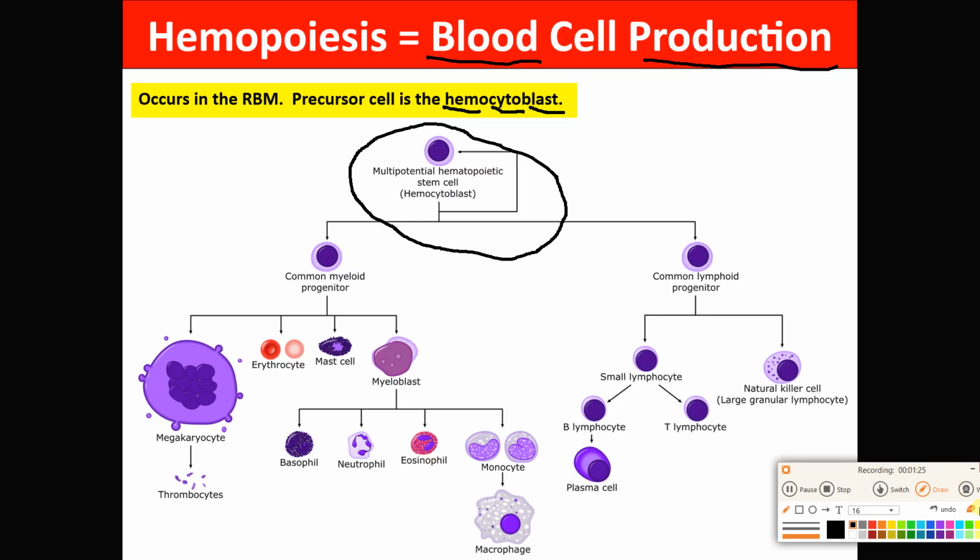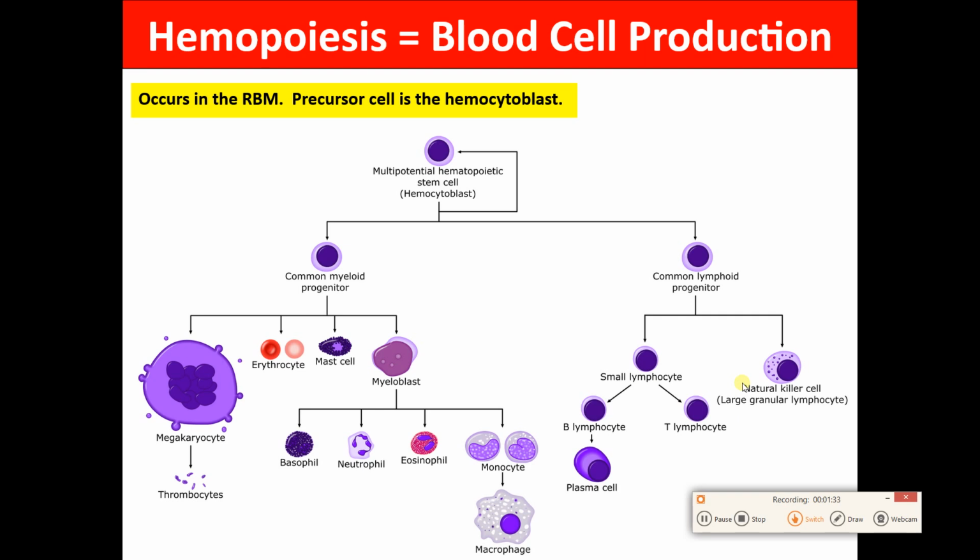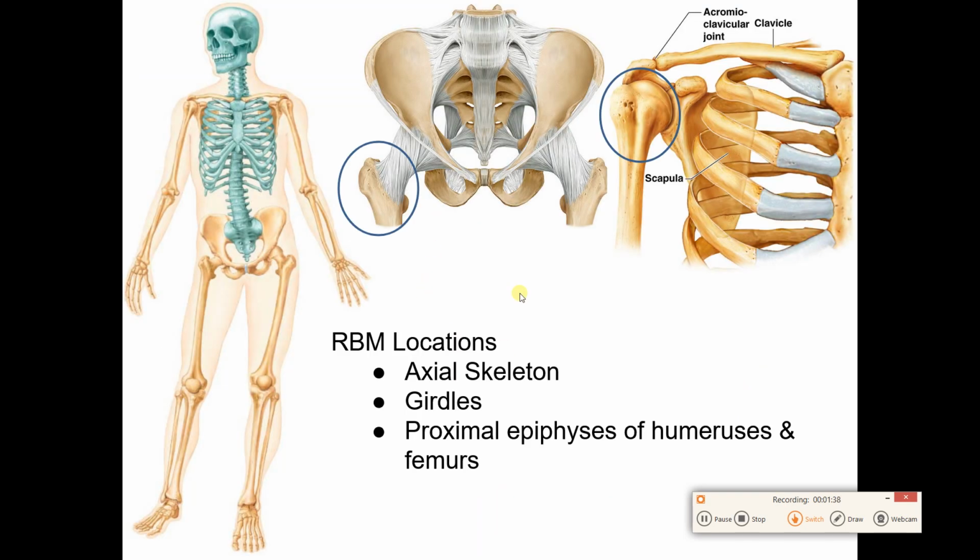Okay. So hemopoiesis, production of all blood cells, reds, whites, and platelets, occurs in the red bone marrow, and the beginning cell, the stem cell, is called the hemocytoblast. Now, go back to AP1 for a second. Where is red bone marrow located? It is in the axial skeleton. So that's the skull, the vertebrae, the ribs, the sternum. So that's our axial skeleton.